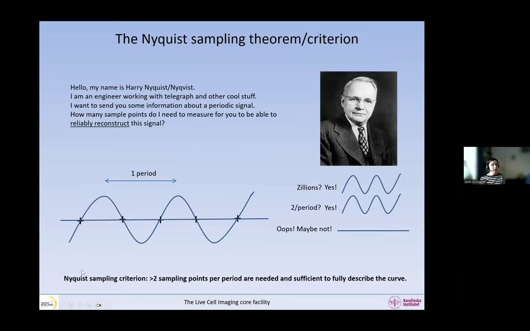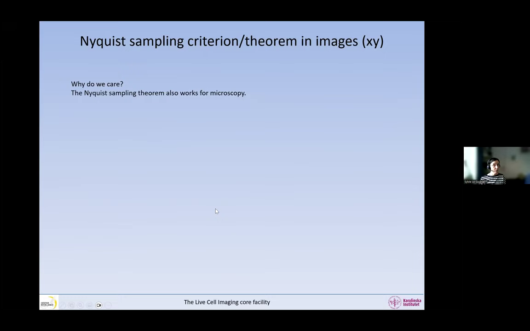So the Nyquist sampling criterion simply says that you need to have more than two sampling points per period. They are needed and sufficient to fully describe the curve, okay? More than two sampling points per period. At least we get a little clue of how much we need to measure.